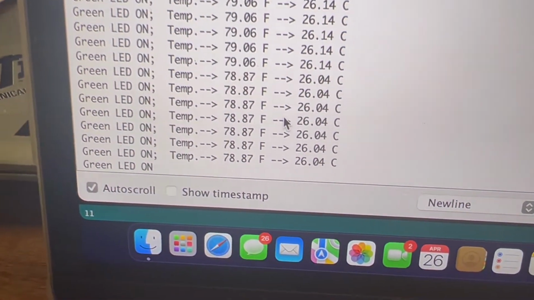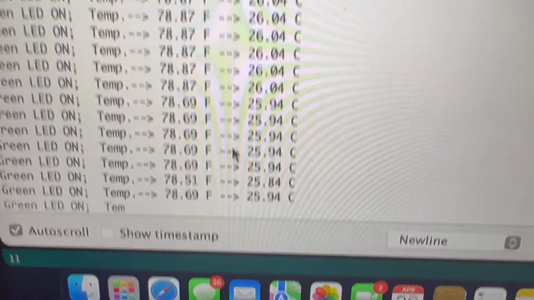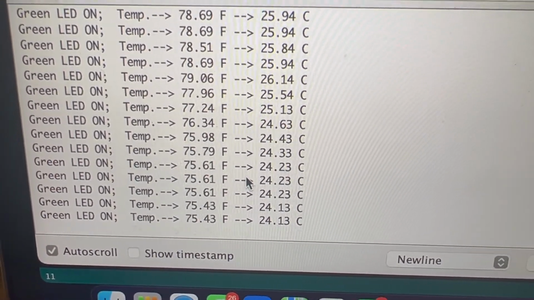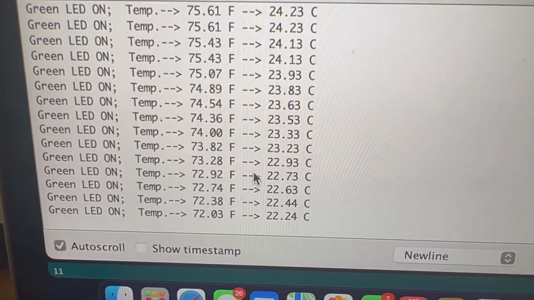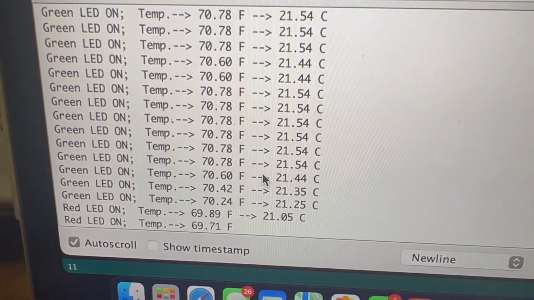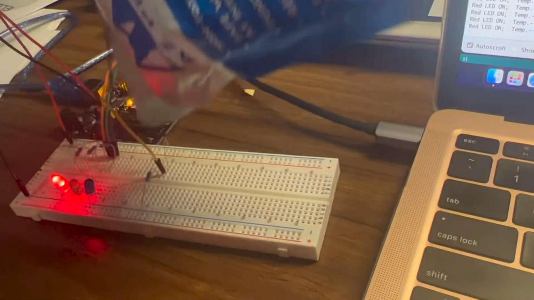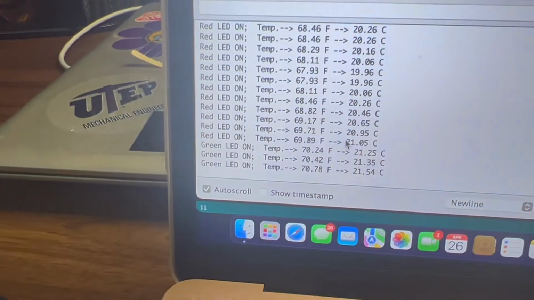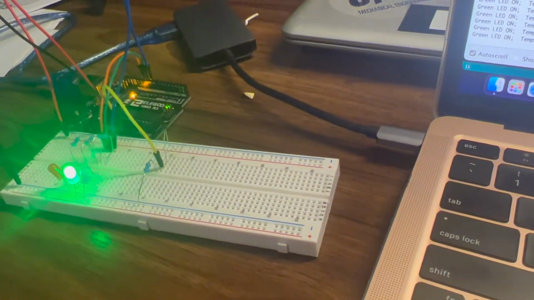Now when we apply the ice pack, you can see the temperature drop. And boom, red LED turns on. Temperature higher than 70, green LED is here.